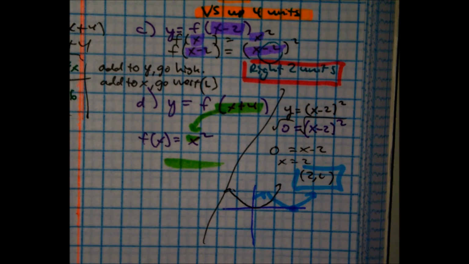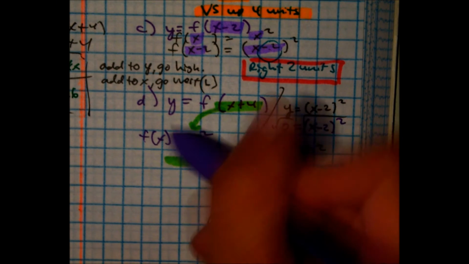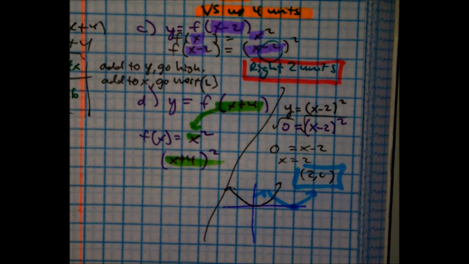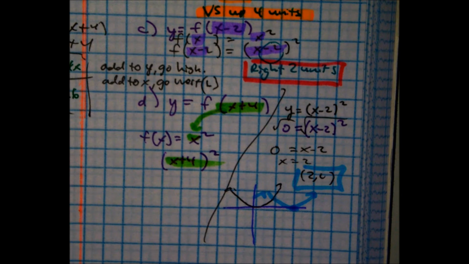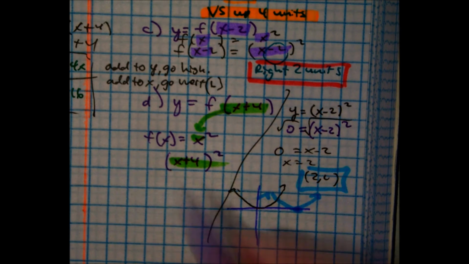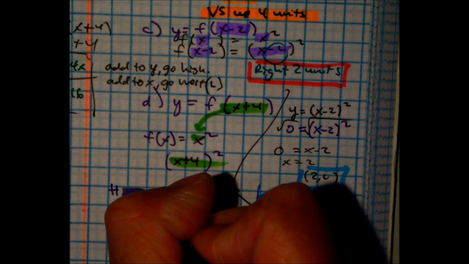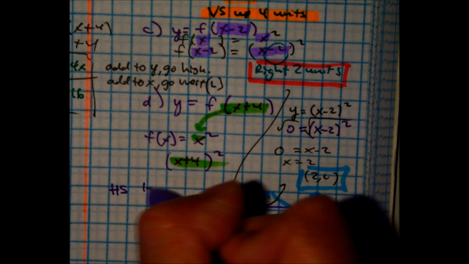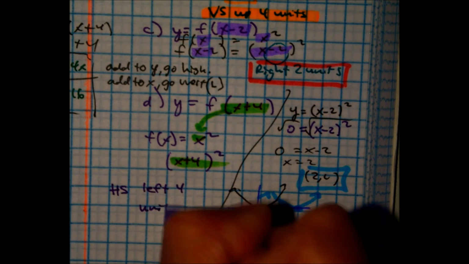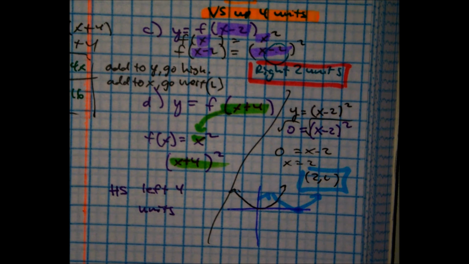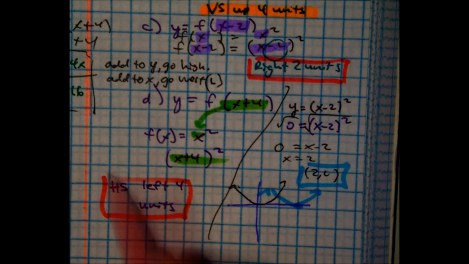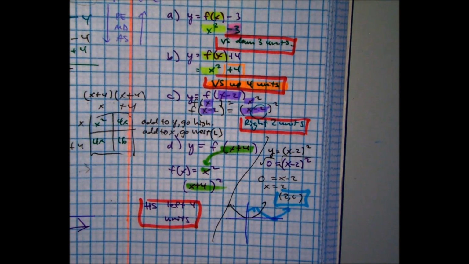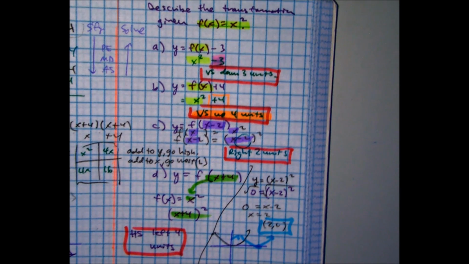So class, for my green, what am I going to write? X plus 4 squared. Which direction are you going to go? It is a horizontal shift, as someone said. And to the left. Left 4 units. Okay? So pay attention to where the numbers are, and that will tell you where to go.